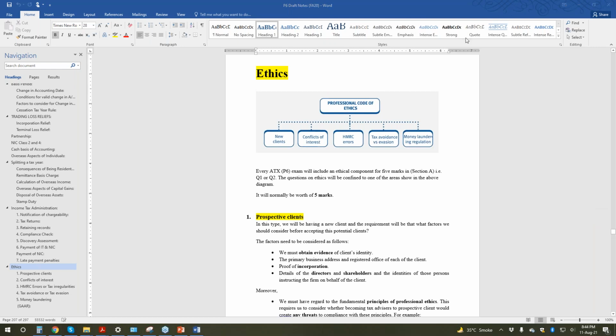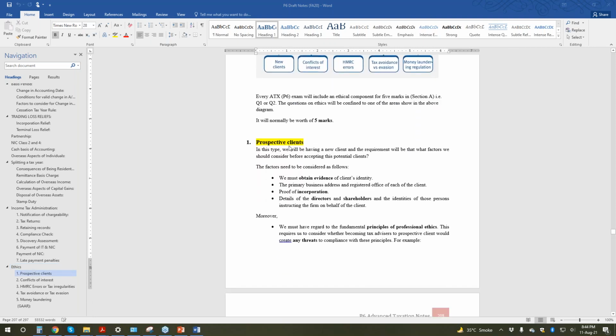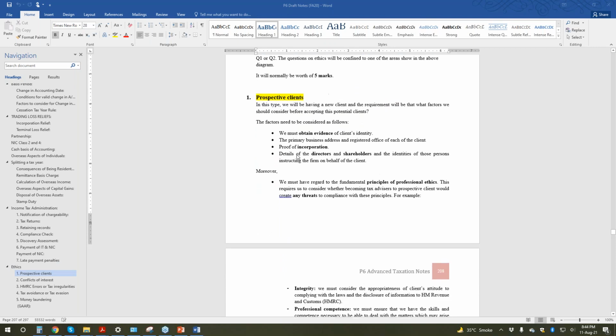That is why I have categorized the major types. One is regarding new clients, one is regarding conflict of interest, one is regarding HMRC errors, or it can be on tax evasion or avoidance or money laundering. But I'm pretty sure it's not on money laundering here. Why? Because the manager has already told him.